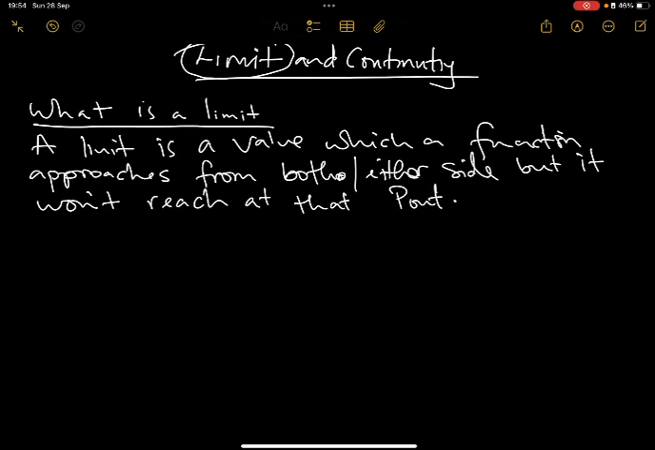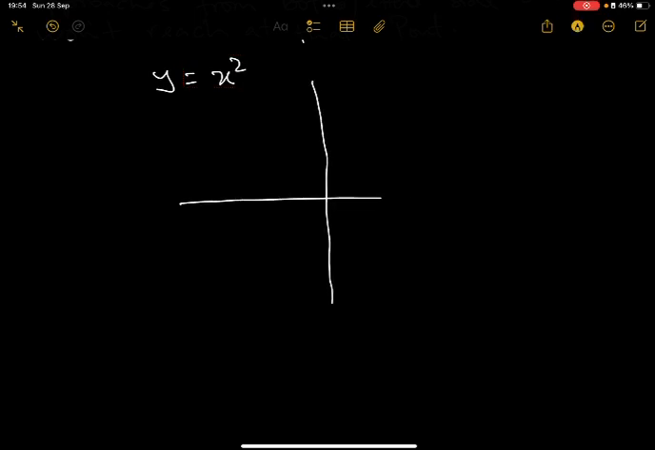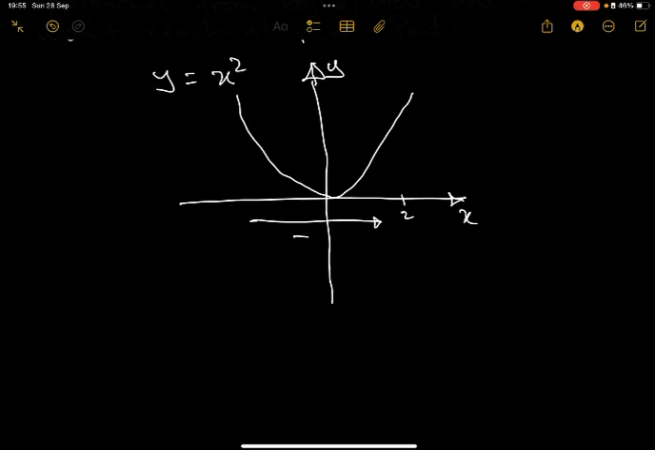So at first we want to look at a graph of y equals x squared. We both know this graph. It is like this. This is the y-axis. This is the x-axis. So let's take, for example, 2. We need to approach this 2 either from the negative side or from the positive side.